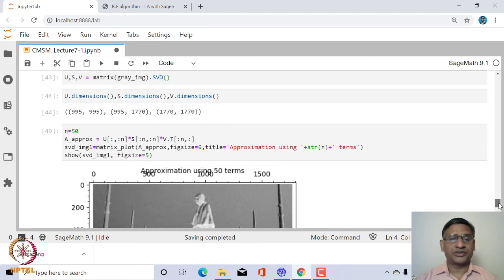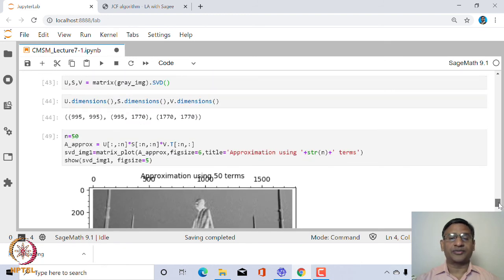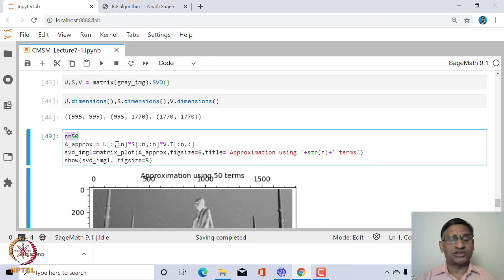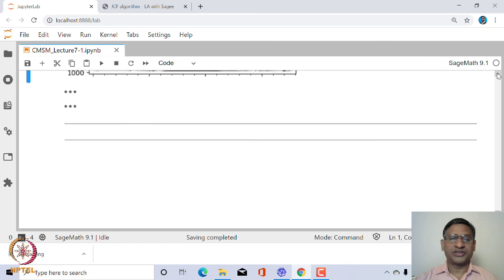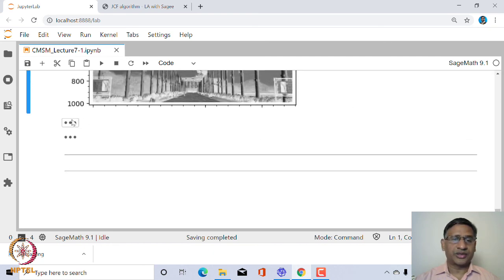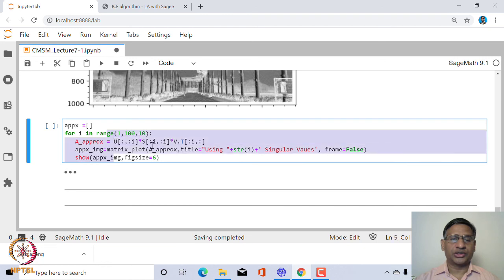So, you see that the first 50 terms itself give you a very nice approximation of the original image. If you compare the number of entries in the first 50 terms of this approximation with the original matrix, there is a substantial difference. So, a lot of space is saved, right. This is what is called matrix image compression.